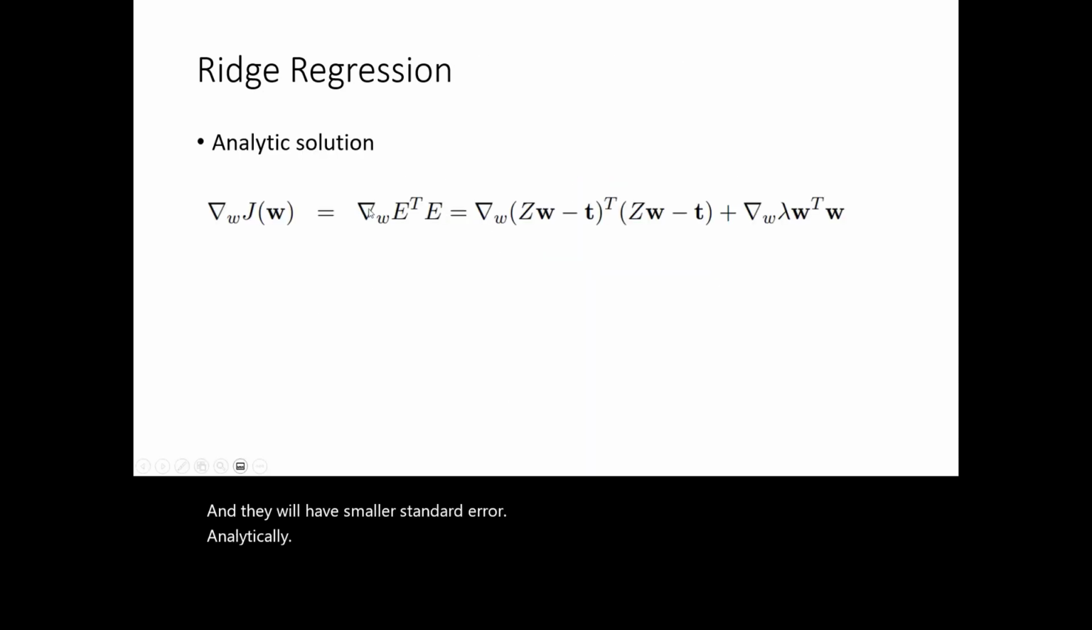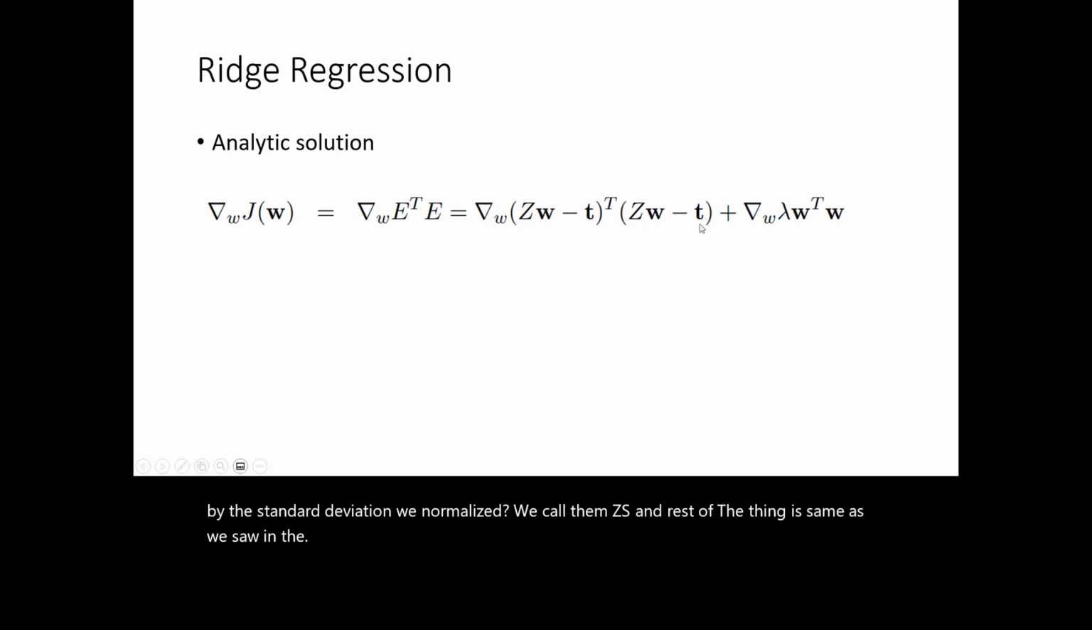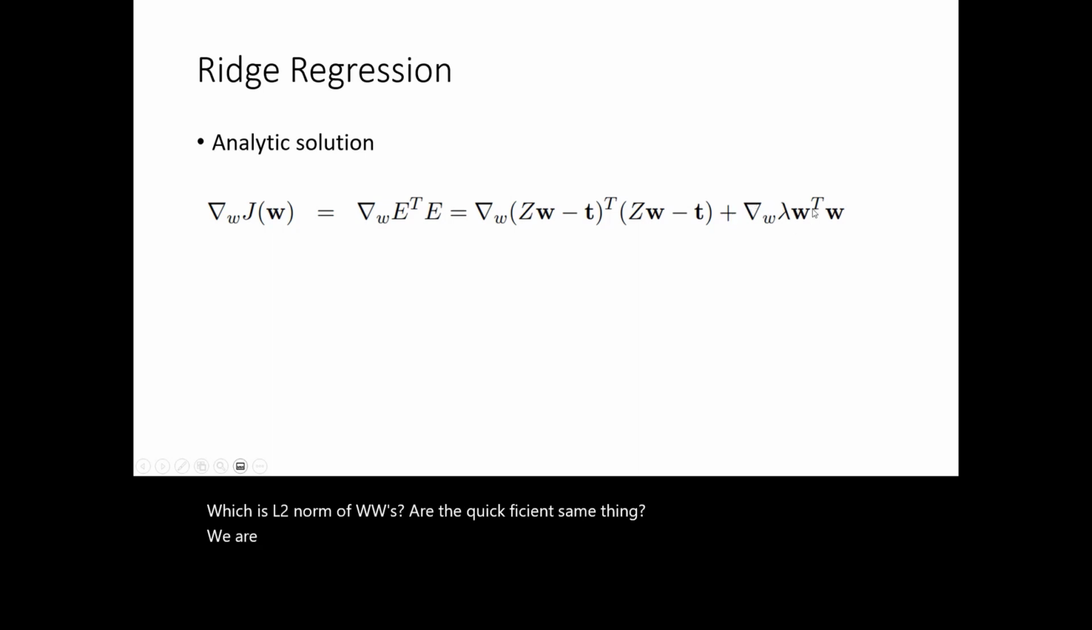Analytically, if we represent it, you see the same error function, but here instead of x's, we are using z's. Z's are the standardized x's. We subtract from each feature the mean of that feature and divide by the standard deviation. We normalize. We call them z's, and the rest of the thing is the same as we saw in the error function analytic solution of standard least squares. But we are adding lambda multiplied by W transpose W, which is the L2 norm of W. W's are the coefficients. Same thing. We are adding that to the error function.